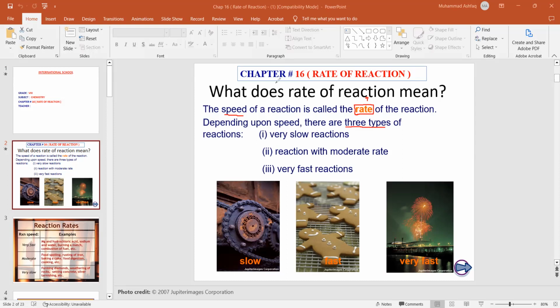The first one, as mentioned here, is the very slow reaction. The second is the reaction with moderate rate, and the third one is the very fast reaction. The slow one is written here, you can see that. The fast or moderate reaction, and the very fast one happens within a fraction of a second. I hope you have all your concepts clear till here.